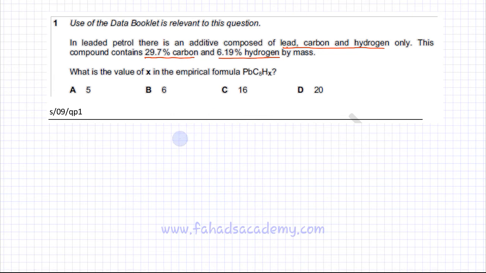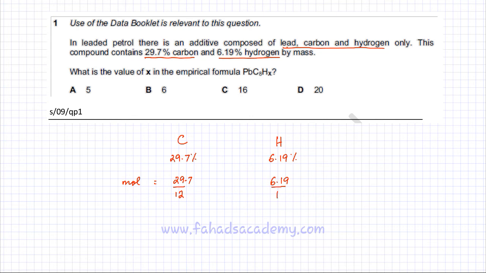So you have carbon and you have hydrogen, and the percentage composition by mass is given. It's 29.7% carbon and 6.19% hydrogen. So the first thing you do is you find the moles. The moles would be the percentage mass divided by the atomic mass, which is going to be 29.7 divided by 12, and for hydrogen it's going to be 6.19 divided by 1.